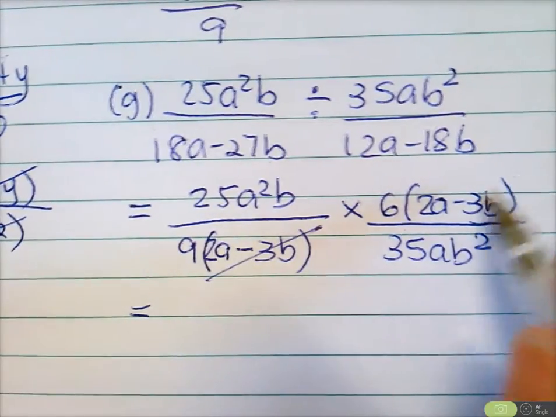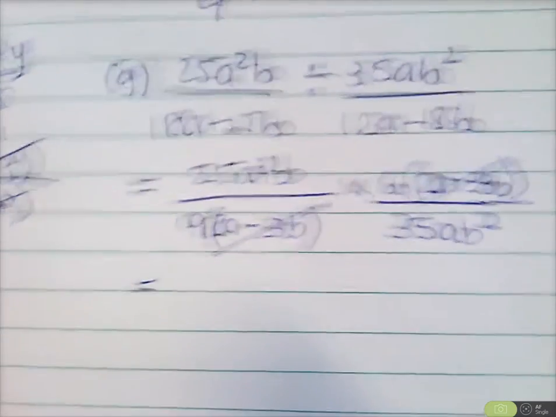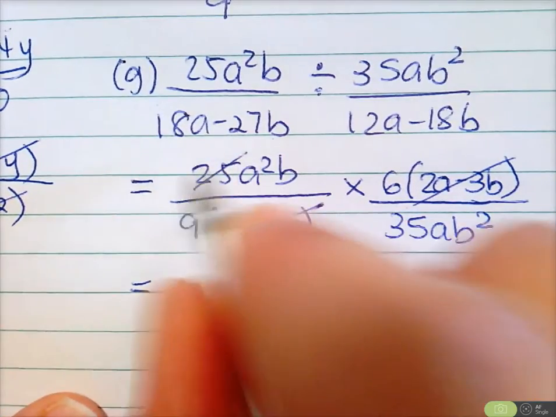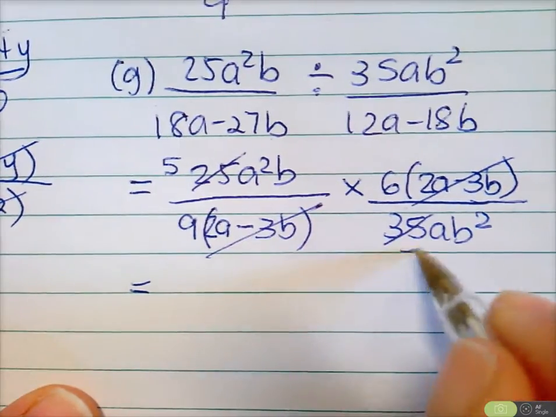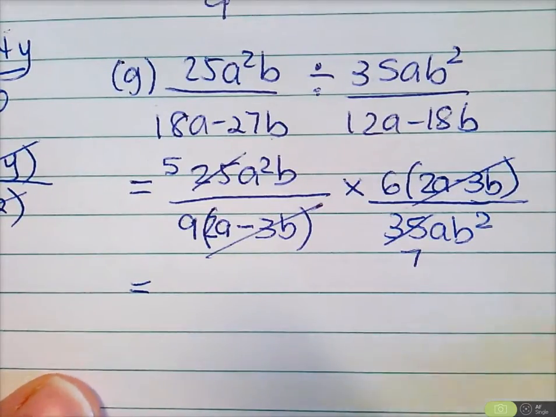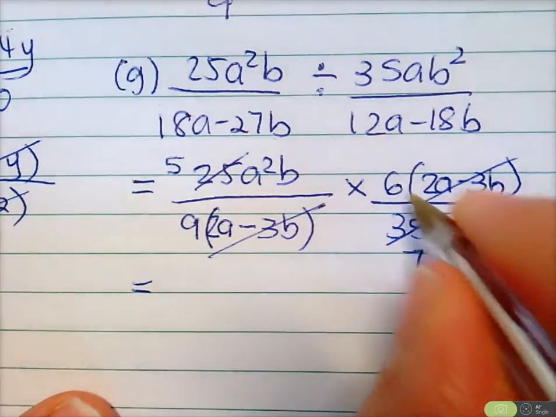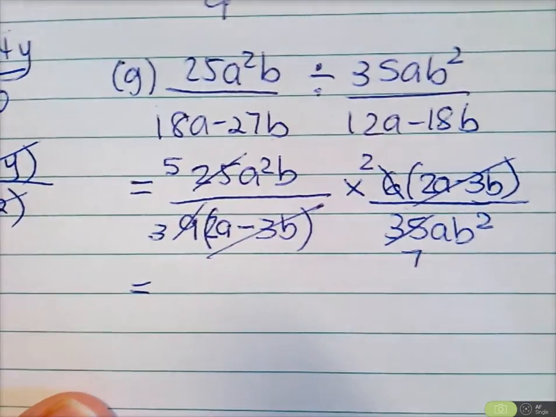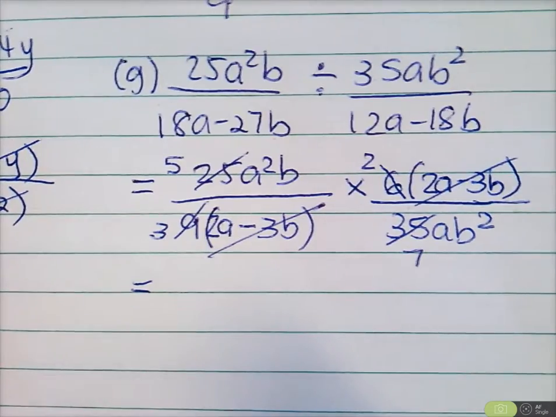And we've got some cancelling, the 2a minus 3b. You can do some more cancelling there with the 25 and the 35. What goes into both those? So I've got 5 and 7. If you want, you can do more cancelling with the 6 and the 9. What have you got? 3 goes into both those. I think it's messy enough already. I wouldn't be doing any more cancelling.